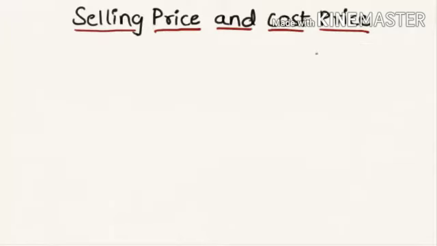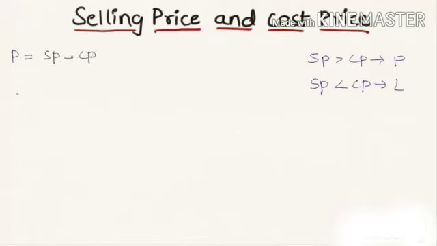We know that when selling price is greater than cost price, there is a profit. When selling price is less than cost price, there is a loss. So, here the profit can be calculated by subtracting the cost price from the selling price. Symbolically, it can be represented as profit is equal to selling price minus cost price. So, we can derive the formula for the selling price by using the above formula. If we transfer the cost price to the other side, we get the selling price as cost price plus profit.